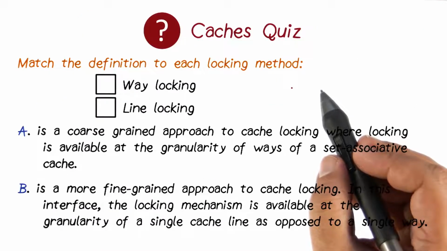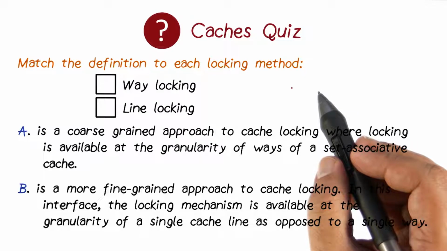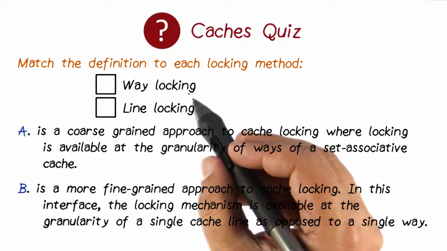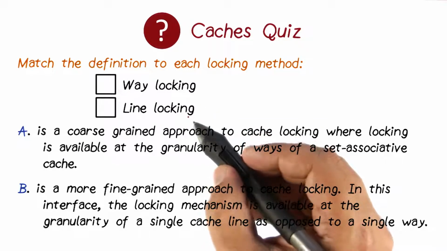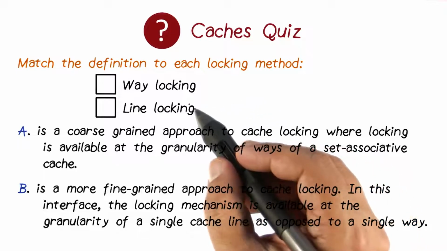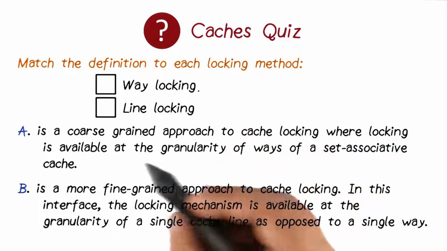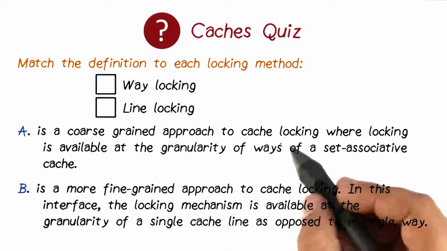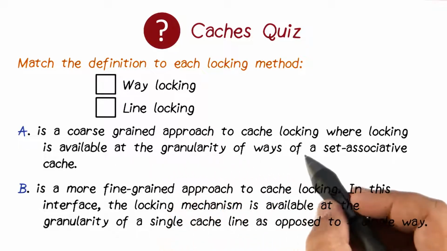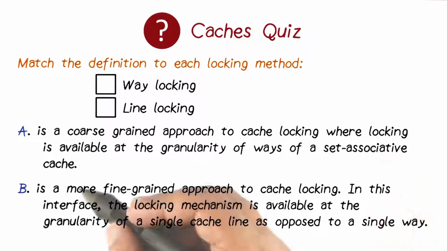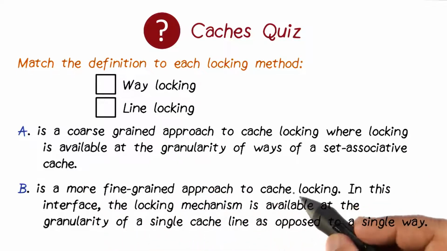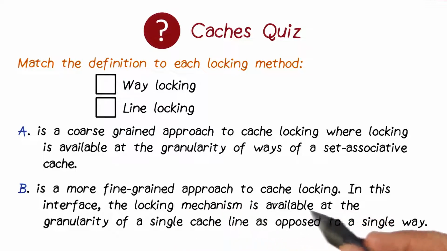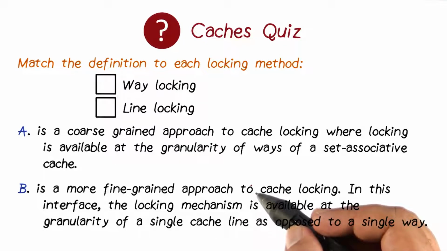Now let us test our knowledge of caches, especially in terms of the locking mechanisms. How do they work? Through a simple quiz. What we have is a way locking memory and a line locking memory, and you are supposed to identify which is a characteristic of which. So let's read those characteristics. Option A is a coarse-grained approach to cache locking, where locking is available at the granularity of ways of a set associative cache. Alternative B is a more fine-grained approach to cache locking. In this interface, the locking mechanism is available at the granularity of a single cache line as opposed to a single way. Please go ahead and match these definitions to different mechanisms for locking. Please go ahead and write your answers now.